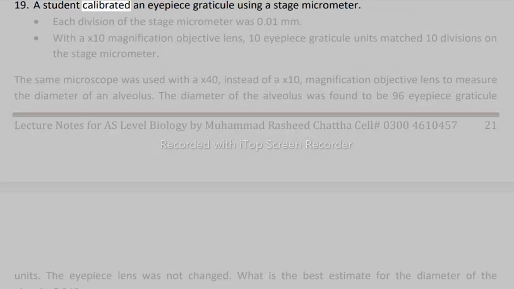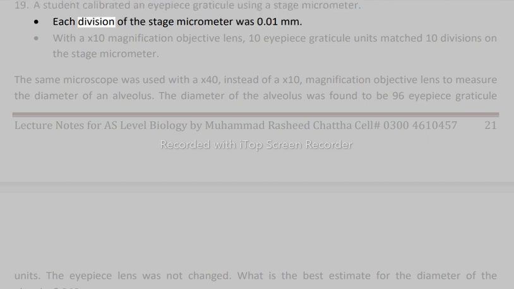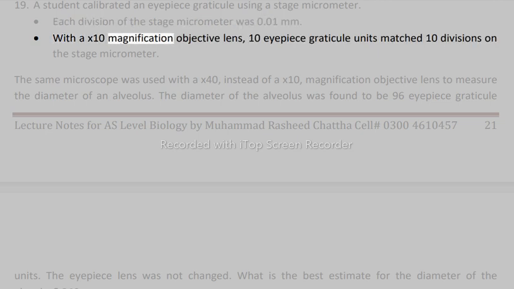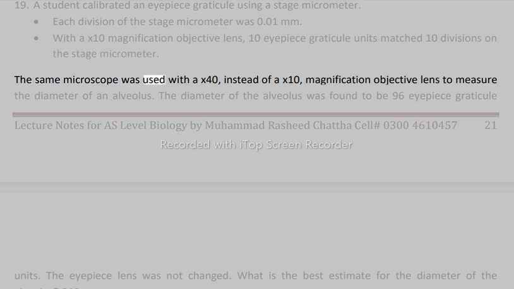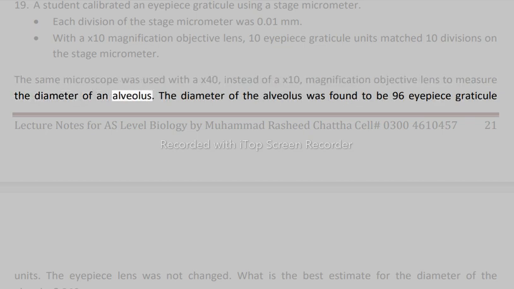19. A student calibrated an eyepiece graticule using a stage micrometer. Each division of the stage micrometer was 0.01 millimeters. With a ×10 magnification objective lens, 10 eyepiece graticule units match 10 divisions on the stage micrometer. The same microscope was used with a ×40, instead of ×10, magnification objective lens to measure the diameter of an alveolus. The diameter of the alveolus was found to be 96 eyepiece graticule units.